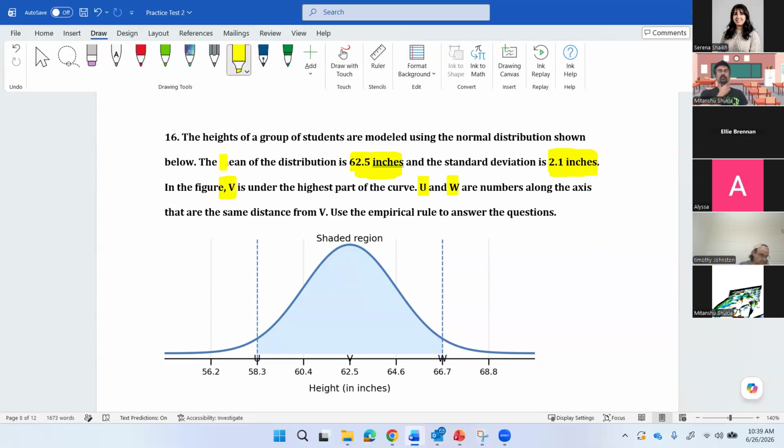Using the same distance from V. Okay, so this is V right here. And let me make this a little bit more clear. This is V. And surprise, surprise, V is the mean, right?